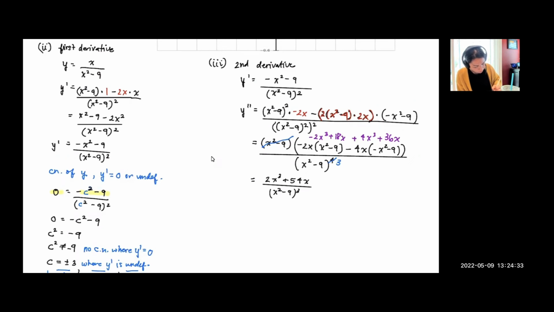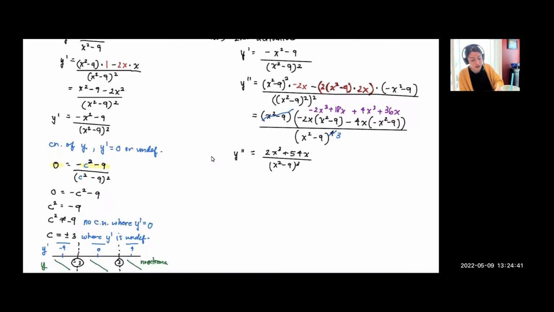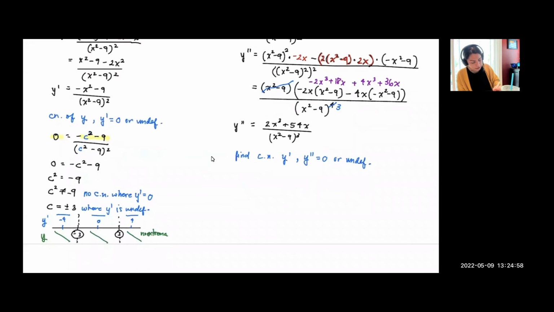Now we can do a little more here, but I think this is good enough because all we really need is the critical numbers, right? Because we're looking for points of inflection and concavity intervals, now we need to find critical numbers of the first derivative, which is where the second derivative is 0 or undefined. It's a rational function, and the only time a rational function is 0 is where the numerator is 0.